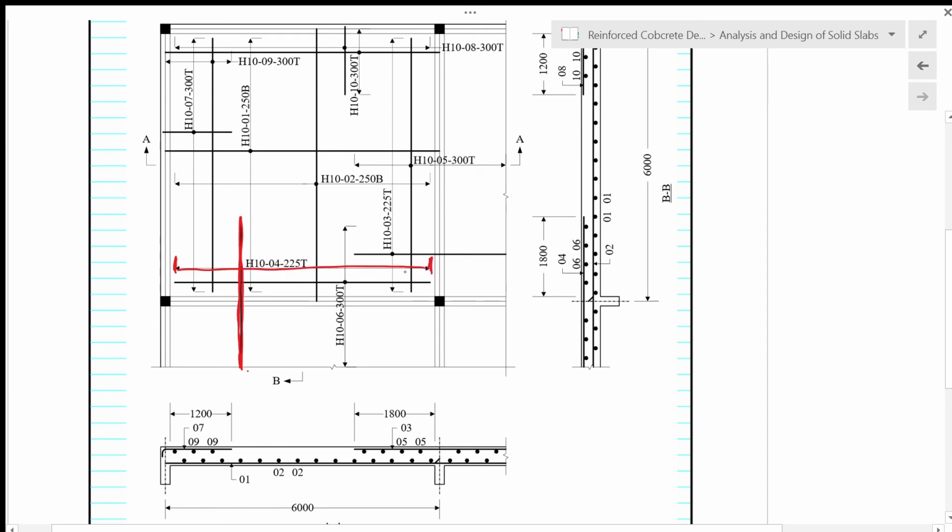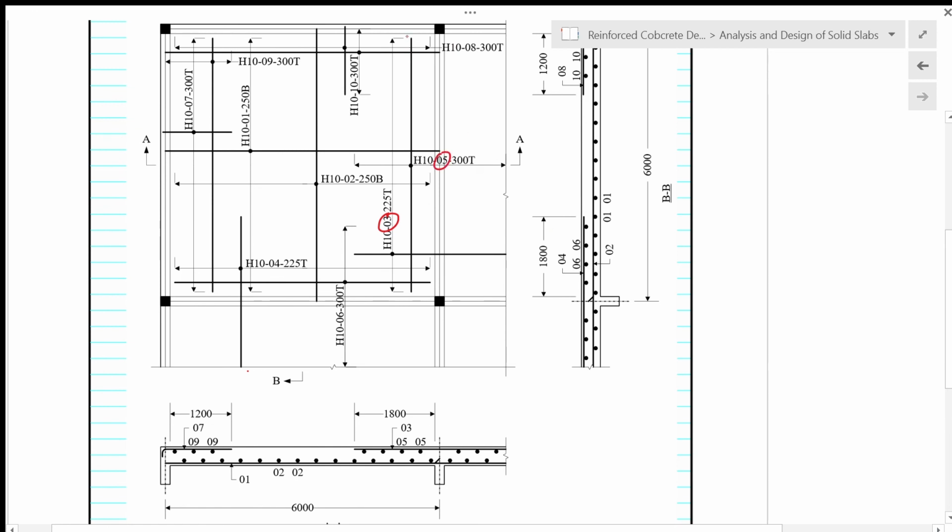And then we have bar number 05, which is the distribution steel for bar number 3. Okay, so remember that we have bar number 3 that is in this direction. Okay, and then we need distribution steel for bar number 3. Okay, we have only one layer of moment steel across the support here, but we still need distribution steel for bar number 3. So that is bar number 5 over here.